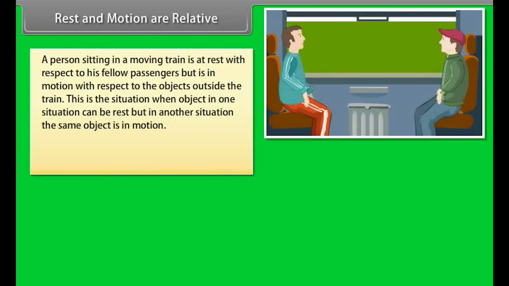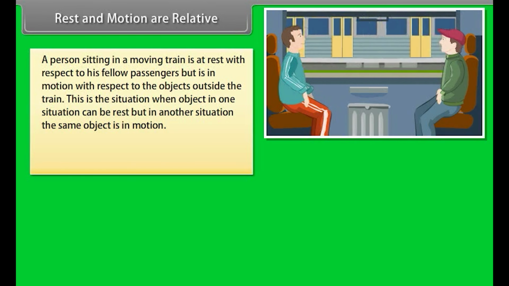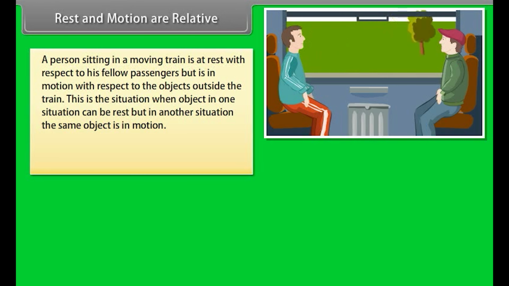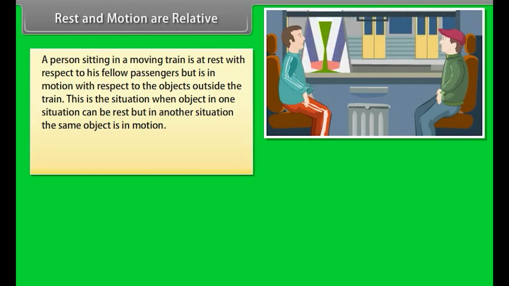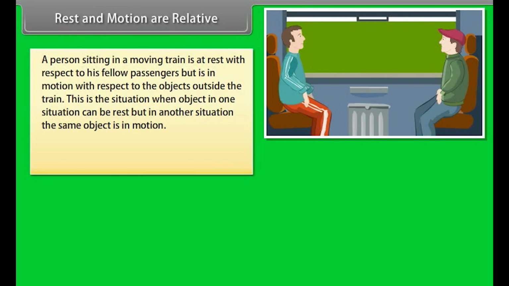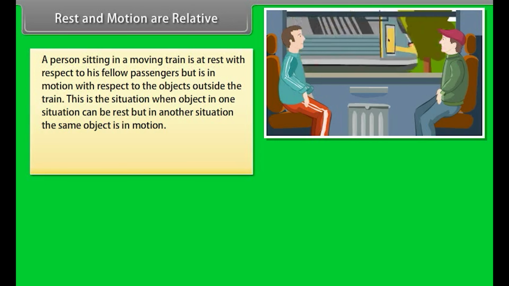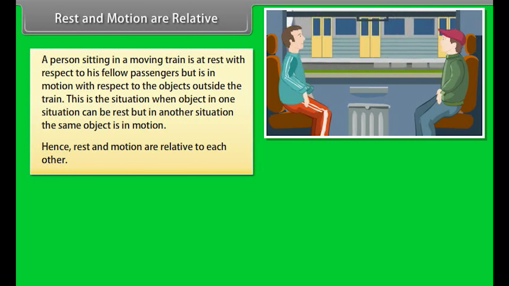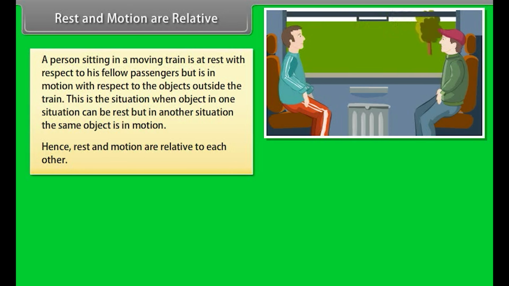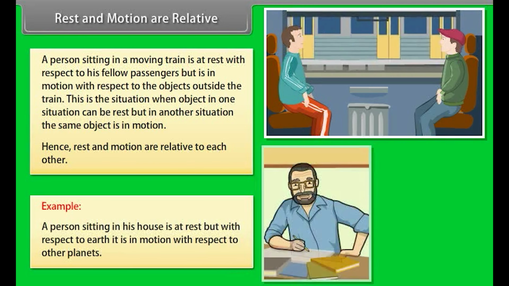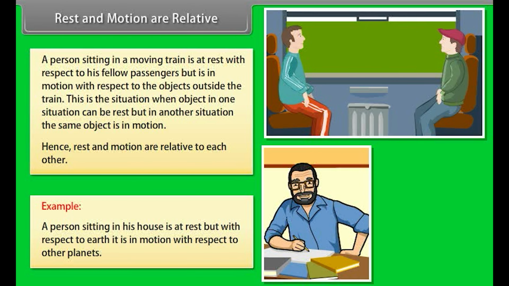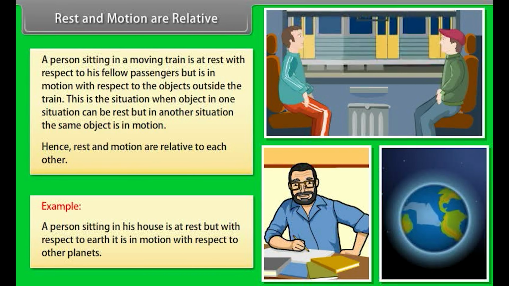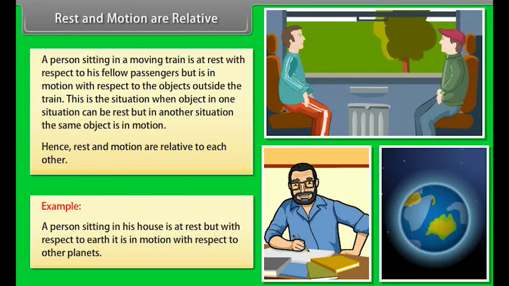Rest and motion are relative. A person sitting in a moving train is at rest with respect to his fellow passengers, but is in motion with respect to the objects outside the train. This is the situation when an object in one situation can be at rest, but in another situation the same object is in motion. Hence, rest and motion are relative to each other. Example: a person sitting in his house is at rest, but with respect to Earth, he is in motion with respect to other planets.